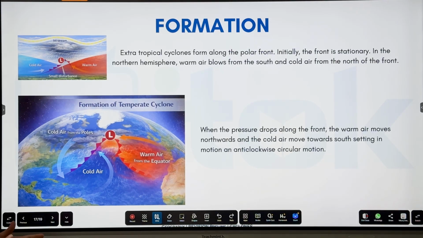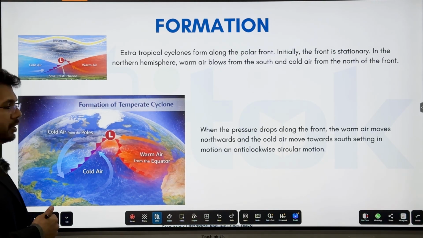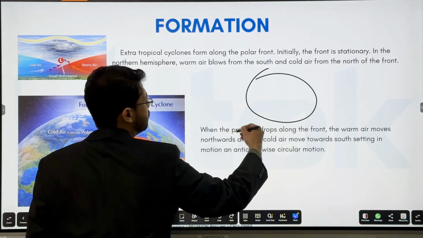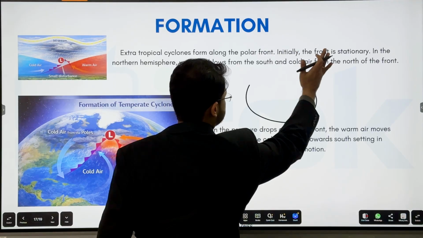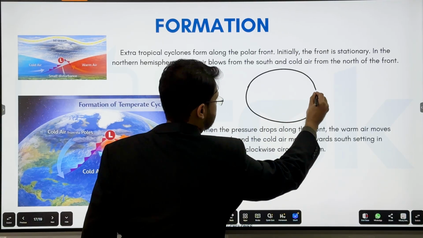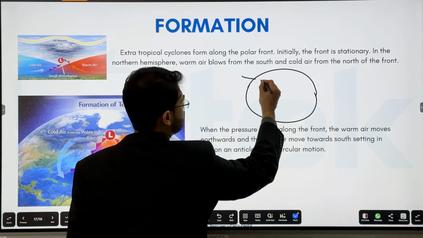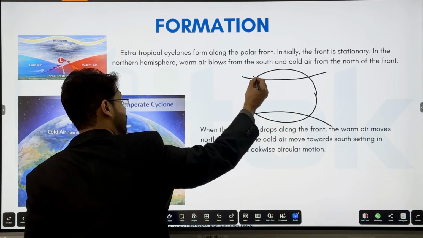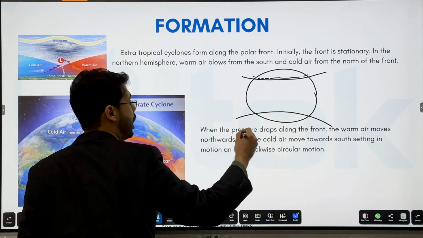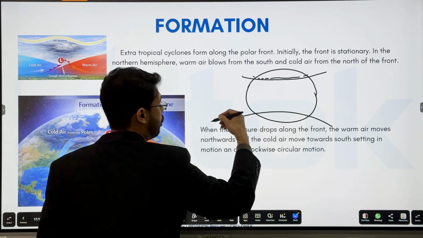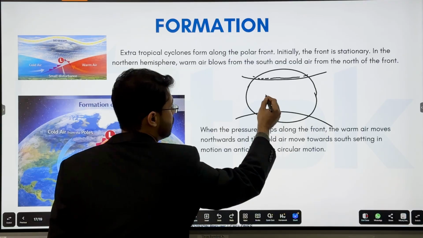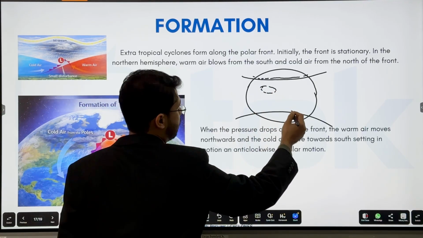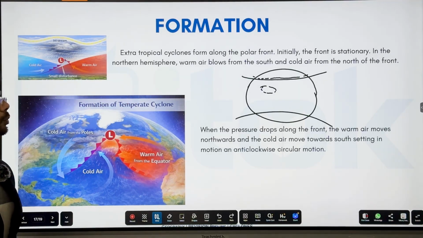So formation: extratropical cyclones form along the polar front. How can it form along the polar front? You see, there is the earth, then 60 degrees north is over here, 60 degrees south is over here. If the polar front is being formed here, then how come we get to hear about severe destruction with temperate cyclones or severe rainfall happening in the northern parts of North America or in Europe?